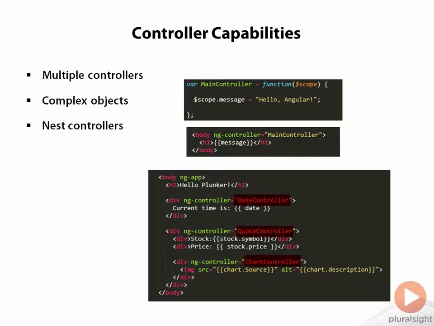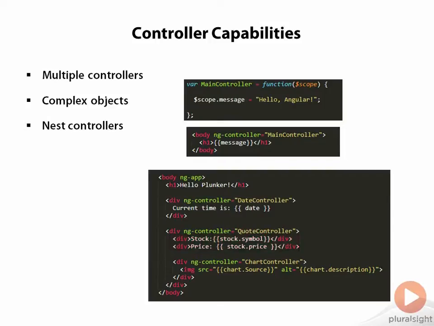You can also work against more complex objects. So instead of just having a simple message property on my scope object, I might attach a stock property to reference an object with symbol and price properties, and the binding expressions allow me to use dots to navigate inside of an object that is attached to scope, stock.symbol, stock.price.